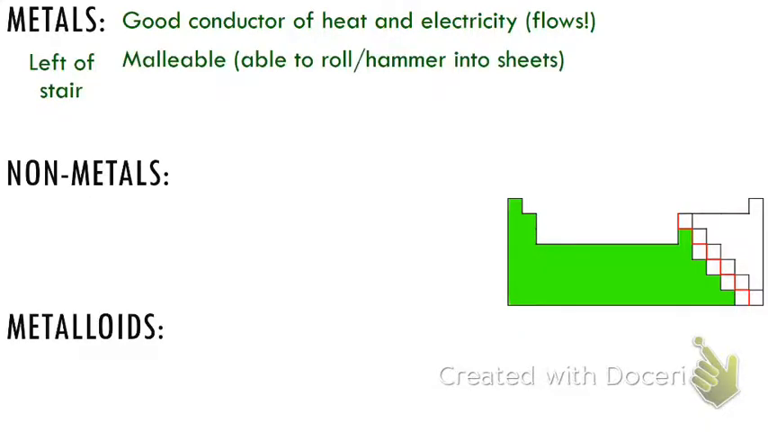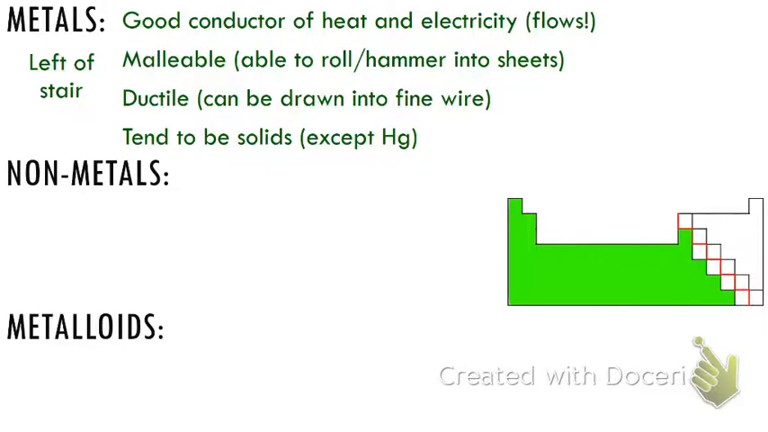They are malleable, able to be rolled or hammered into sheets. Once again, the atoms can move easily. Ductile means it can be drawn into fine wire. And these metals tend to be solids. And one exception, of course, is mercury, Hg.